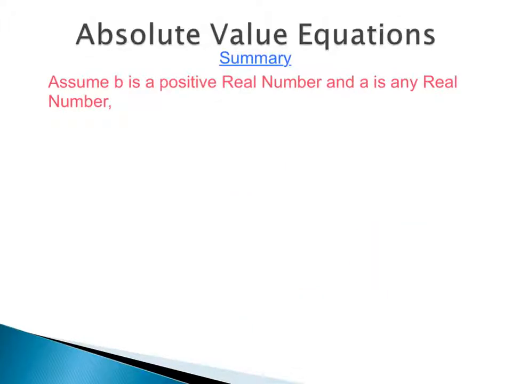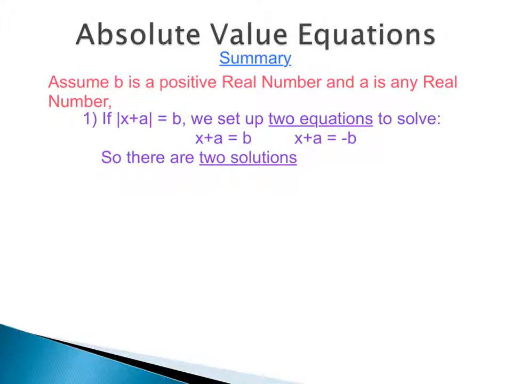Just a quick summary of the three examples that we just had. If we assume that b is a positive real number and a is any real number, and we have the absolute value of x plus a equals b, some number other than 0 that is positive, we would have two equations which give us two solutions. We would have x plus a equals b, and then x plus a equals negative b.